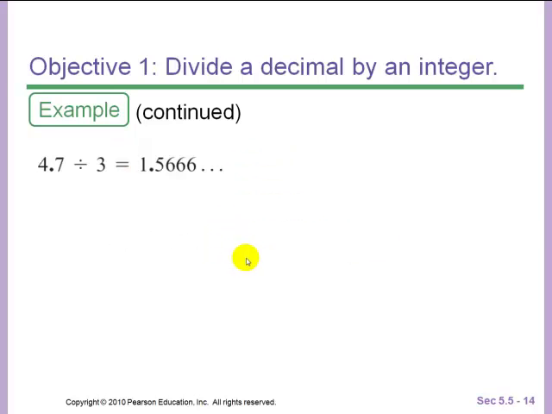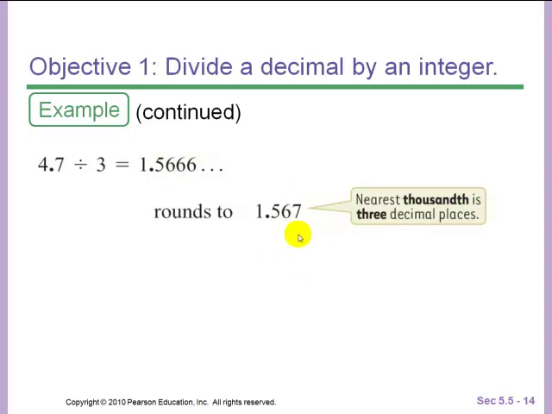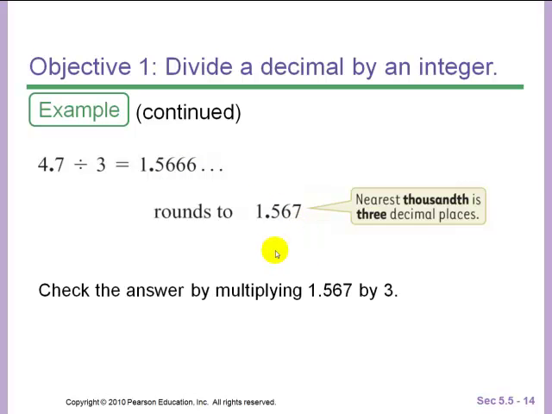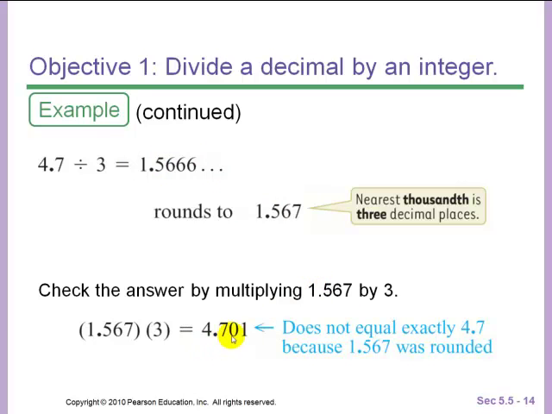In some cases, they will ask you to round repeating decimals. So in this case, we're rounding to the nearest thousandth. Make sure you read your directions very carefully. We can check with the rounded answer. Note, we cannot check with the repeating answer. We have to round it in order to check. And when you check, it's not going to be exact. We get 4.701 instead of 4.7. That's because a rounded answer is not the same answer. It's close, just like this is close to 4.7, but it is not the same, so it will not be exact.